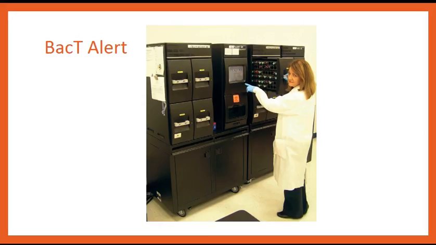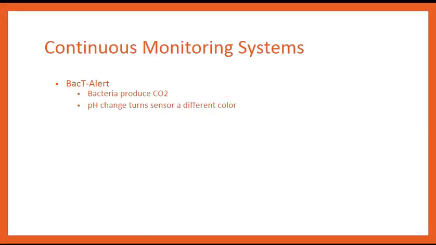This is the BACT alert, or an example of one BACT alert, and this is a large one, but you can get one that is smaller than this. But these are where the bottles are, and you see she's pulling out the drawer on the one beside it. But this is the computer system here, and the bottles are in these drawers. And they're inserted in there, they're incubated at 37, and they're constantly being monitored. If one comes up positive, then the system will go off so you know.